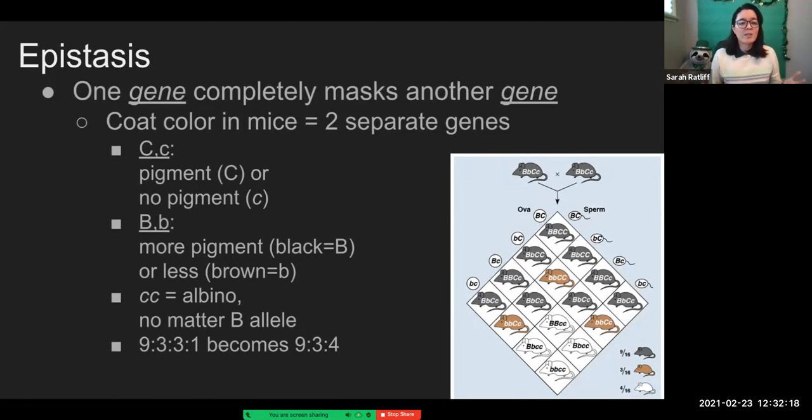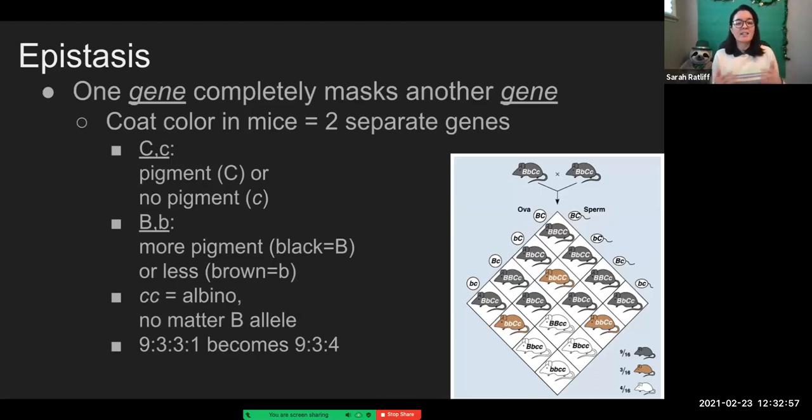Once we determine whether or not that mouse has pigment with the C gene, we can look at the B gene. If our mouse has pigment, the more pigment it has, the darker it will be. So more pigment in this case will be dominant. So if there is a dominant pigment factor here, a dominant allele, looking at our genotypes and the way they work, if there is a capital B for that dominant more pigment, we're going to have a black mouse.